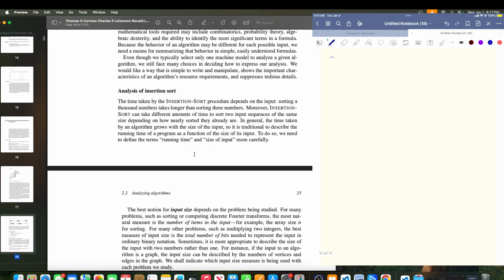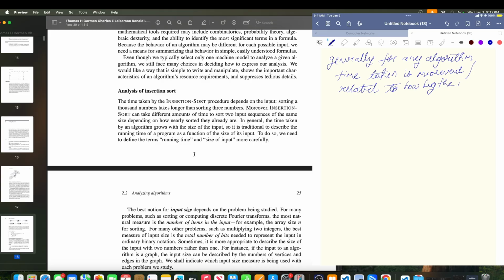So what we say is generally for any algorithm, the time taken is going to be measured in the input size, or related to how big the input is. How big.